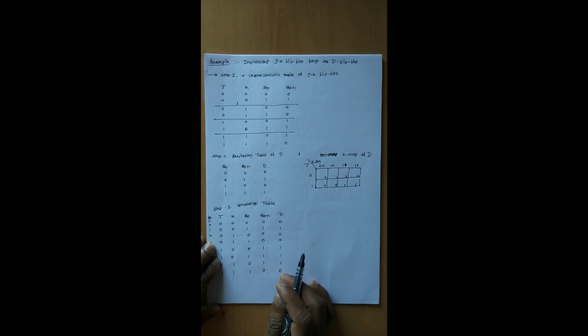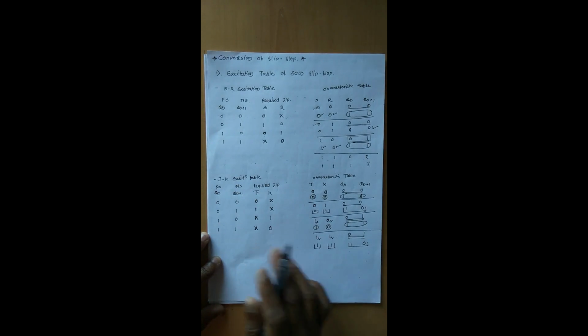I think you are easily familiar with this characteristic table. Then this is an excitation table. I hope so. In this video lecture, we design how to draw an excitation table with the help of characteristic tables. In that, we take two examples, which are the SR flip-flop as well as the JK flip-flop.